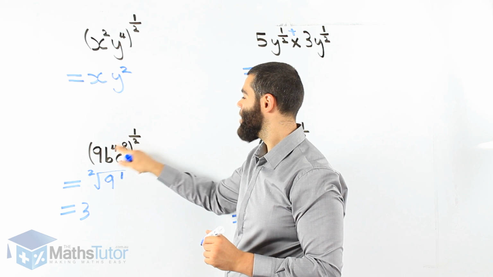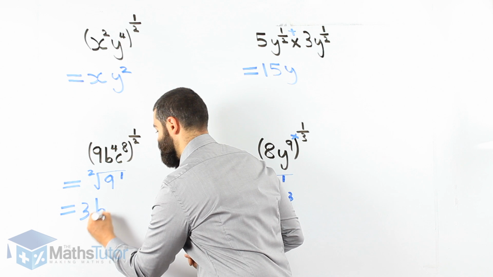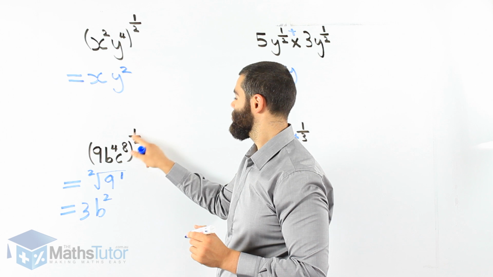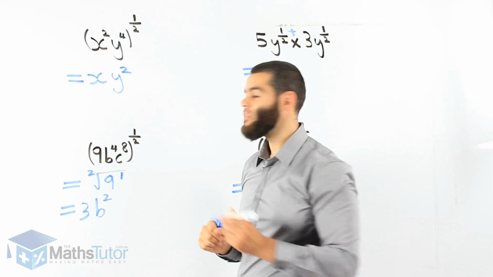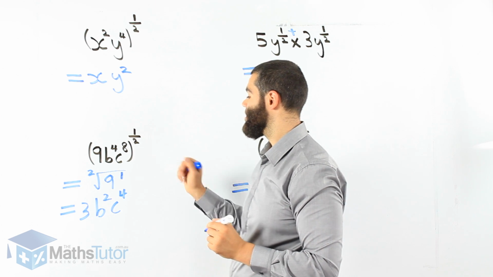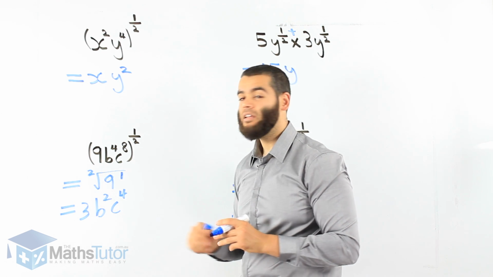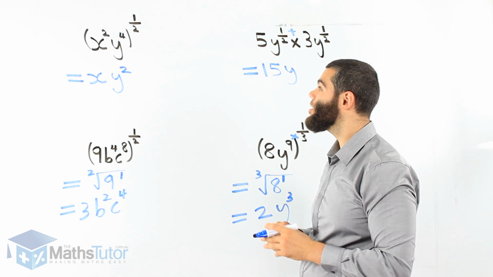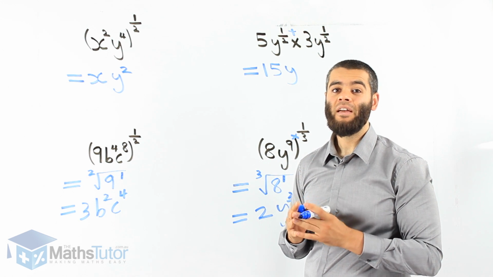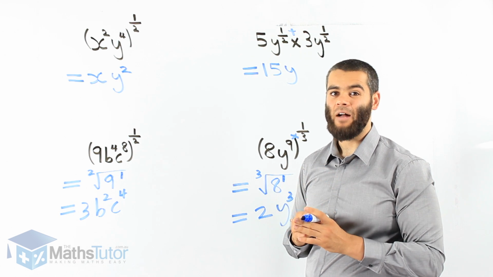Now we have b to the power of 4 to the half. We know that a power to a power, they multiply. 4 times a half is 2, b to the power of 2. And again, power to a power, 8 times a half, c to the power of 4. 8 times a half is 4. That is our answer: 3b squared, c to the power of 4. That is working with fractional indices. We know the denominator goes outside the root sign and the numerator inside the root sign above the base, and we work it out. It's that simple.